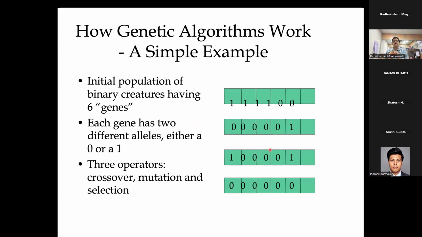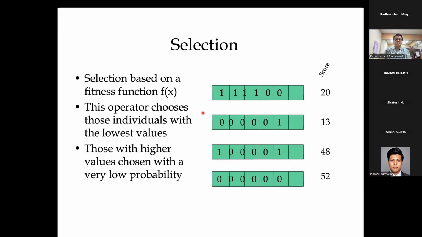Now, just like how you have a recombination event in a gene where there is a crossover, there is a mutation, there is a selection or rejection of a particular mutation, you have these kinds of operations done at the binary level also. So, for example, you can say that this particular set of 6 genes gives a score of 20. This set of genes gives a score of 13. And this set of genes gives a score of 48. And this set of genes gives a score of 52.